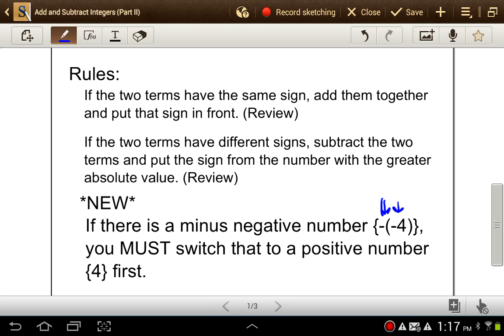So make sure you write down that rule. If you want to write down the other two rules, that'd be good. It's great review to remember that. So if you need to pause, go ahead. Otherwise, I'm moving on.